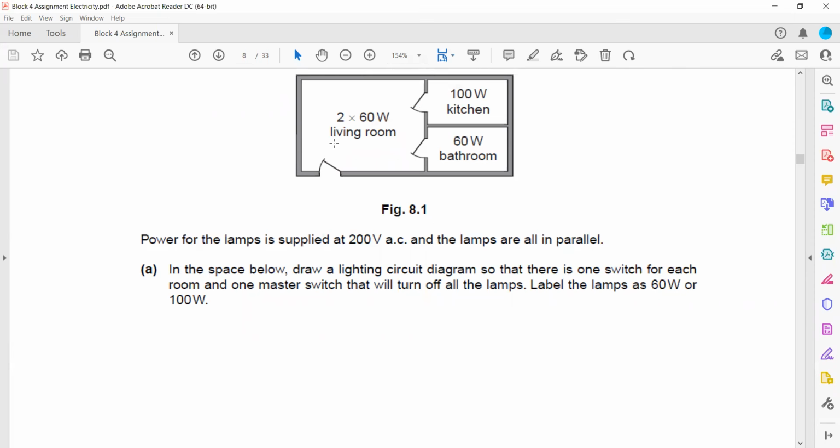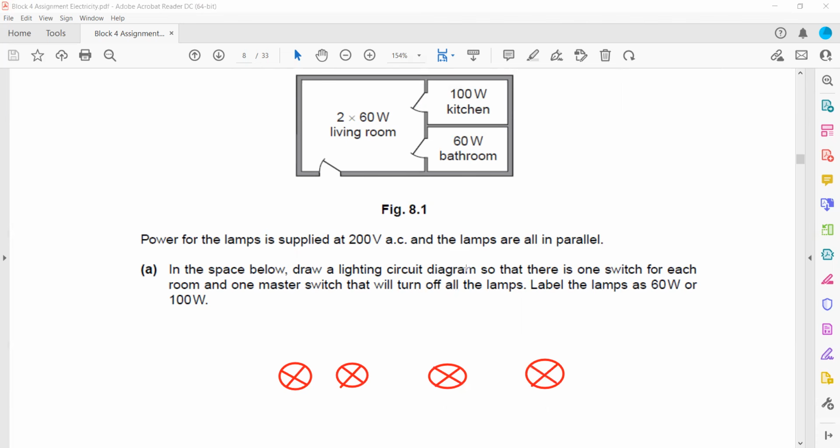So in the living room, there are two lamps and they are all connected in parallel. So, for example, these are the lamps in the living room. Then there is a lamp in the kitchen and another lamp in the bathroom. So each room has a single switch, one switch. So it means the two lamps in the living room should have a common switch.